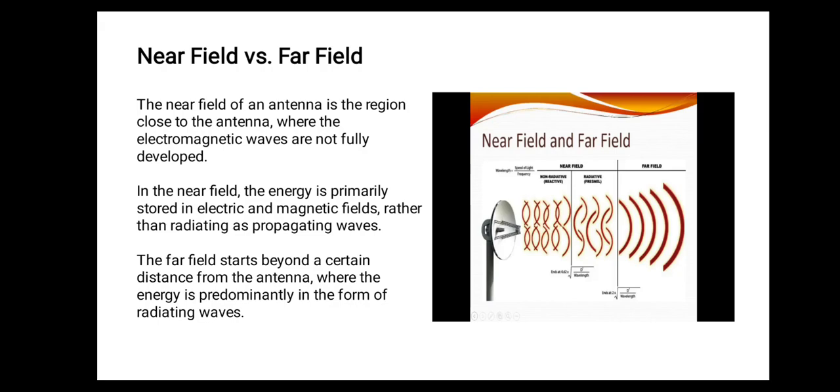The near field of an antenna is the region close to the antenna where the electromagnetic waves are not fully developed. In the near field, the energy is primarily stored in electric and magnetic fields rather than radiating as propagating waves. The far field starts beyond a certain distance from the antenna, where the energy is predominantly in the form of radiating waves.